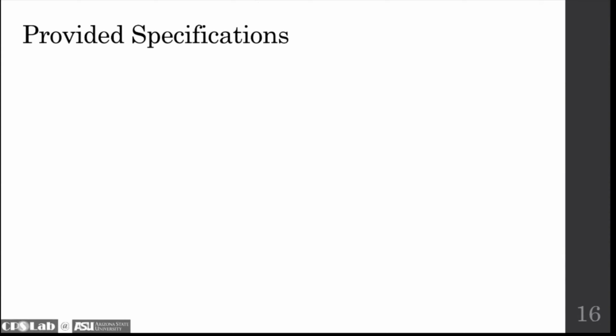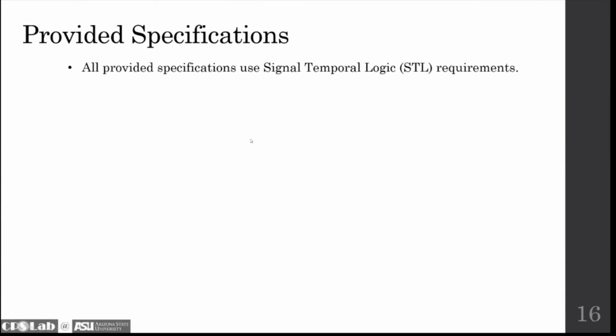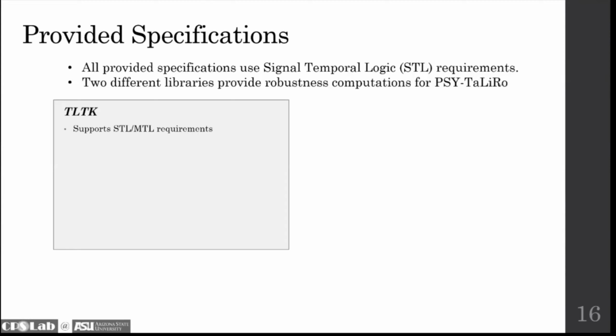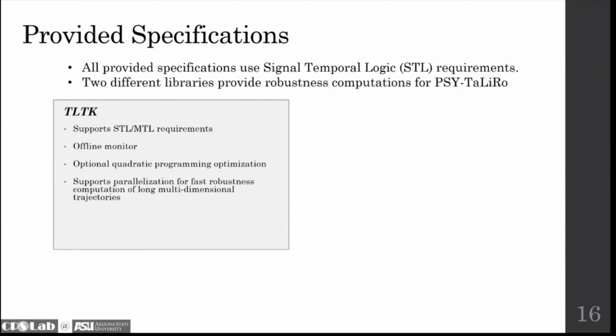Finally, SciTallyRow provides three specification implementations, all of which use signal temporal logic requirements. SciTallyRow uses two different libraries to provide robustness computations for STL. The first is TLTK, which supports STL/MTL requirements. It is an offline monitoring package and has optional quadratic programming optimization. TLTK supports parallelization for fast robustness computation of long multidimensional trajectories and is an open source package available at the following URL.